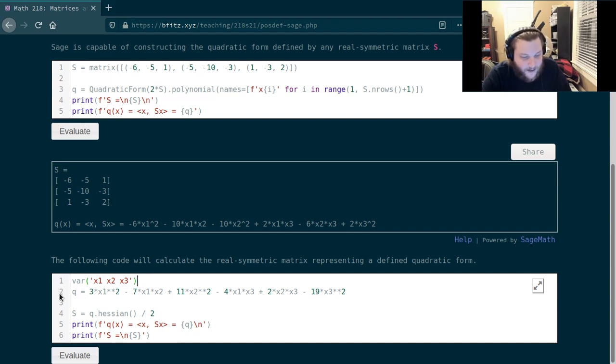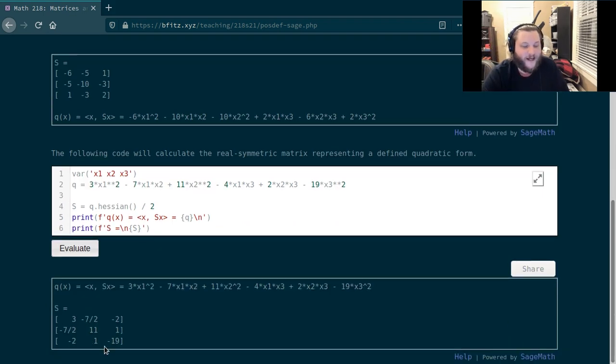Now I'm defining my quadratic form. This is q equals 3 times x1 squared. Again, the syntax in Python for squaring is double star. Then we have minus 7 times x1 times x2 plus 11 times x2 squared minus 4 times x1 times x3 plus 2 times x2 x3 minus 19 times x3 squared. So again, I've input q here, and if I click evaluate, the code should extract the matrix representing the quadratic form. So I get my real symmetric matrix here.